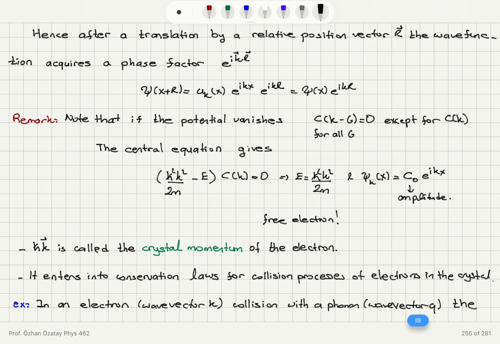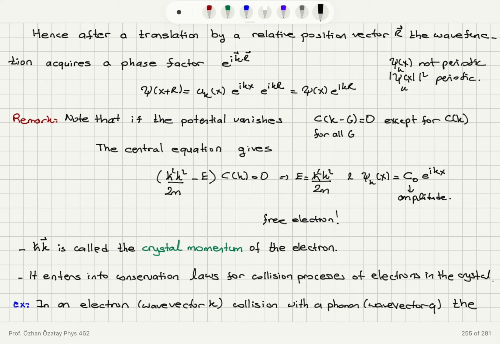Therefore, I find that after a translation by a relative position vector r, the wave function acquires a phase factor e to the i k dot r. So psi of x plus r is equal to psi of x times e to the i k dot r. You can see that psi of x is not periodic. However, if you look at psi k of x squared, that is periodic, because the magnitude of e to the i k dot r will be 1.